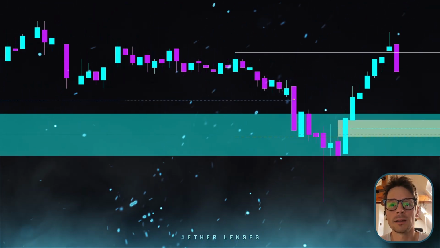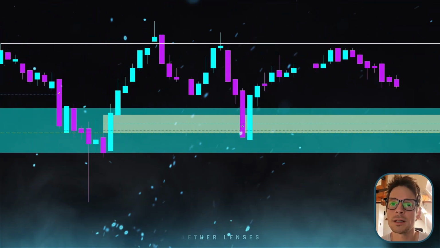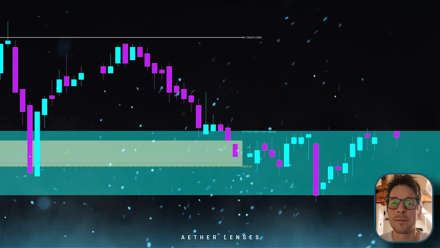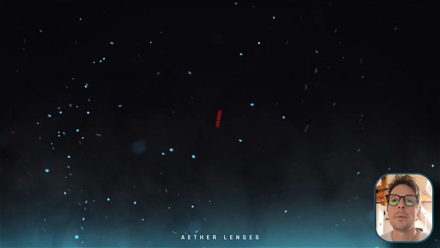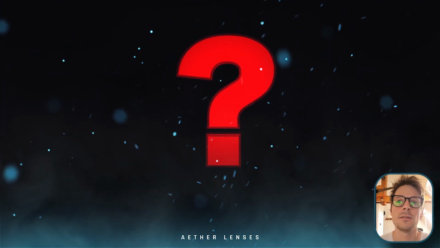So yes, we can test this framework. But the problem is that there is not just one version of the framework. Every unclear decision creates another branch. Do we keep an FVG after the indicator invalidates it?